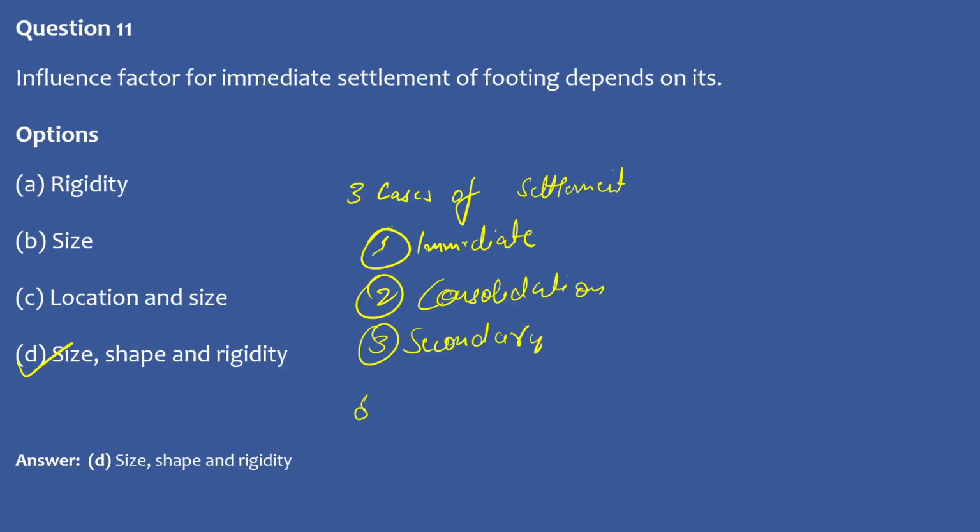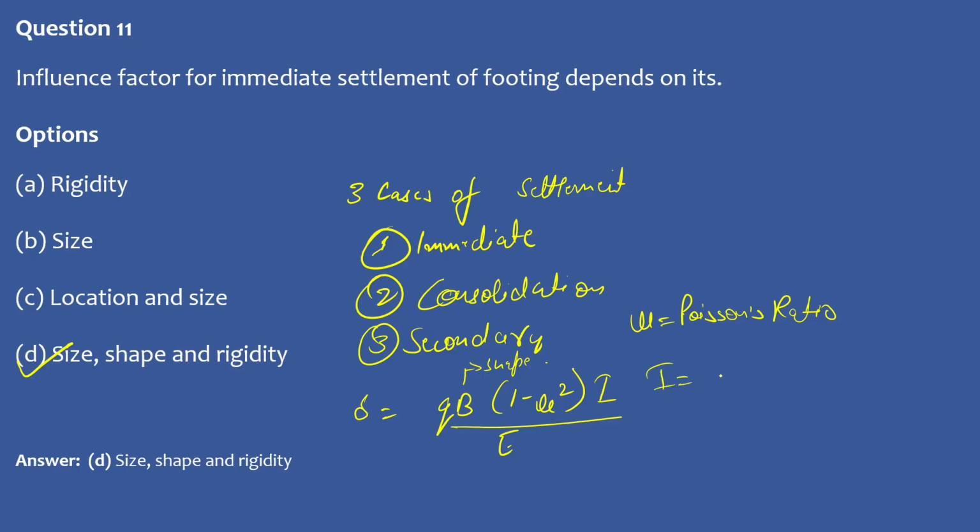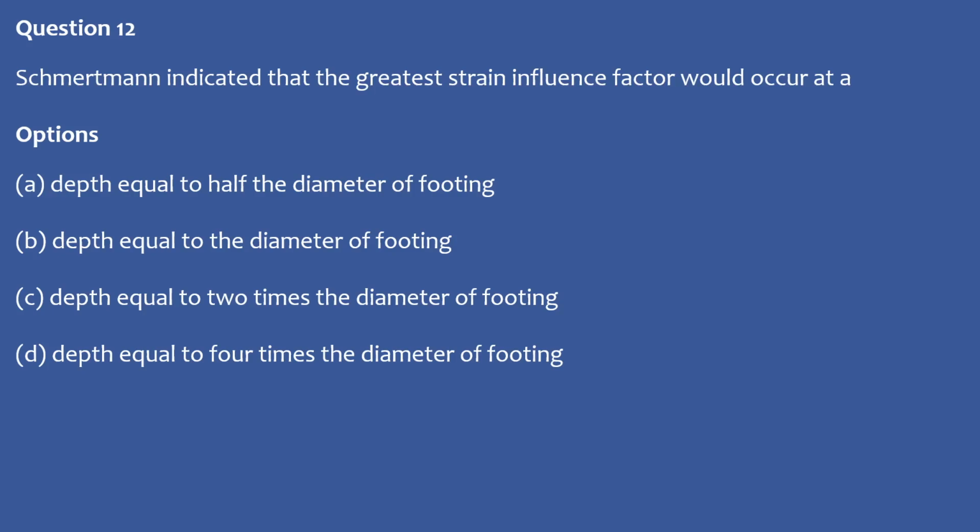So usually your immediate settlement is given by qB (1 minus mu square) I by E, right? So B corresponds to your shape, mu is your Poisson ratio, and I is your influence factor. So the correct answer is size, shape, and rigidity. Moving to question number 12. Schmertmann indicated the greatest strain influence factor would occur at. So where your greatest influence factor will occur as per Schmertmann.